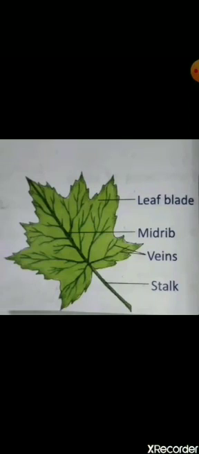This leaf blade is covered with many thin and small tubes. These tubes are called veins. You can see a thick vein runs in the middle of the leaf blade. This main vein is called midrib. The main function of veins is to distribute water and food in the leaf.